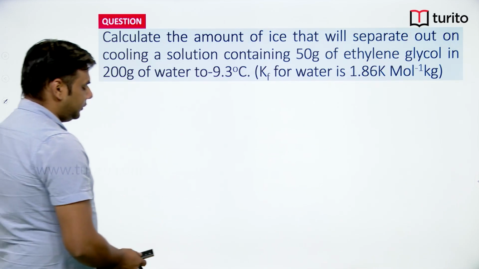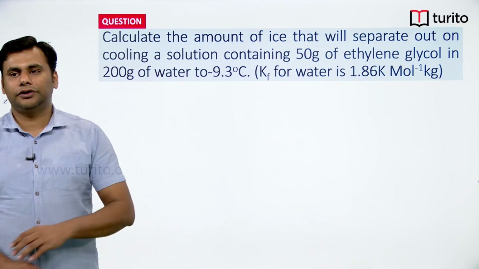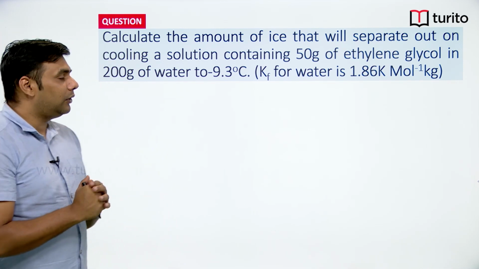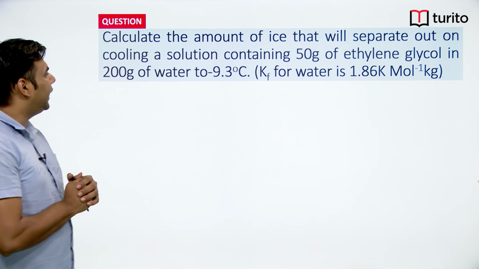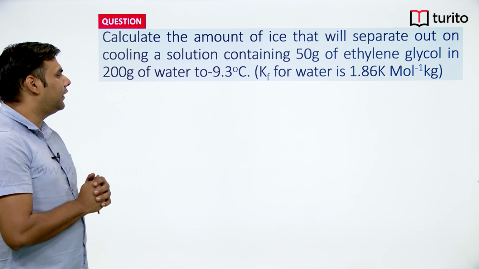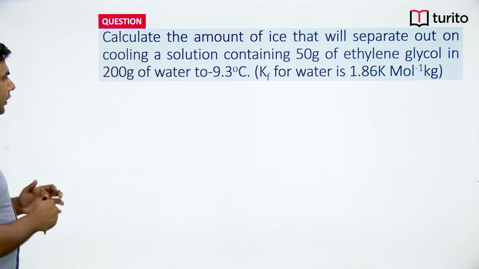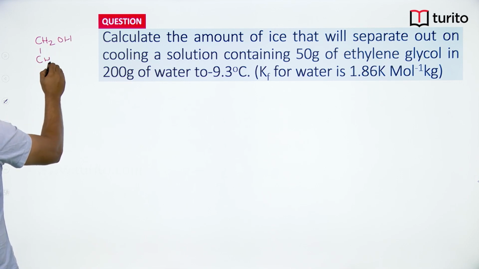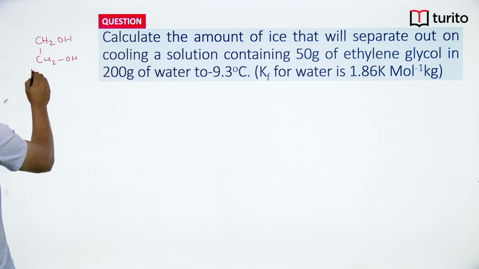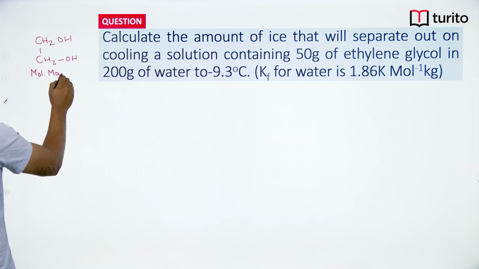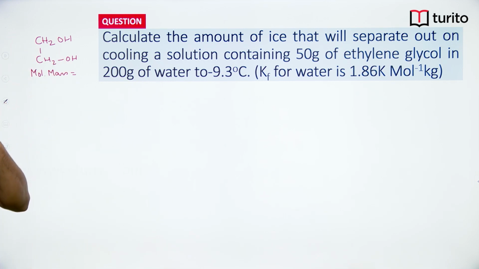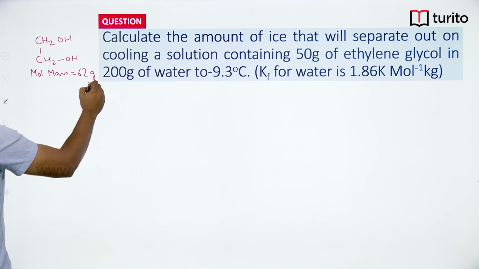Okay, just try this question. This is a good question. Just read the question, I will make you understand what we have to do in this one. It says: calculate the amount of ice that will separate out on cooling a solution containing 50 gram of ethylene glycol in 200 gram of water. Everyone must know the formula of ethylene glycol, which is CH2OH CH2OH. So the molar mass of this would be, there are 2 carbons, so 24, 2 oxygen, so 32, that is 56, 6 hydrogen, so the molar mass would be 62 gram per mole.